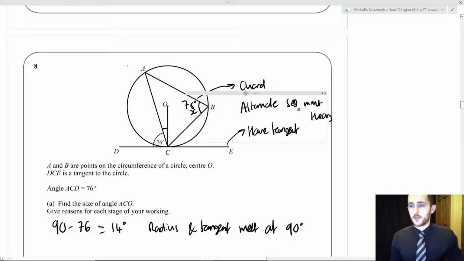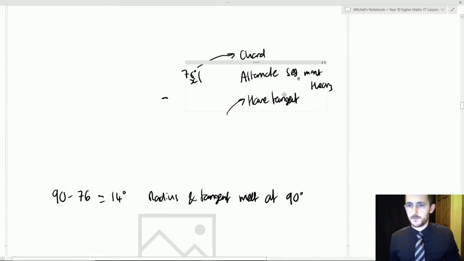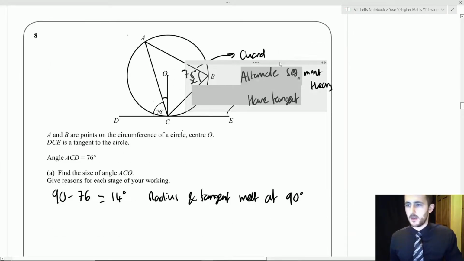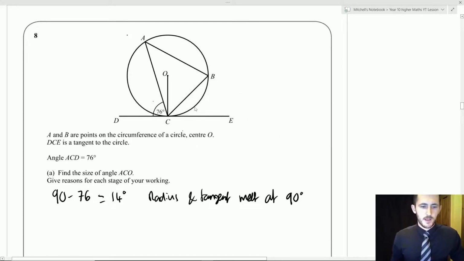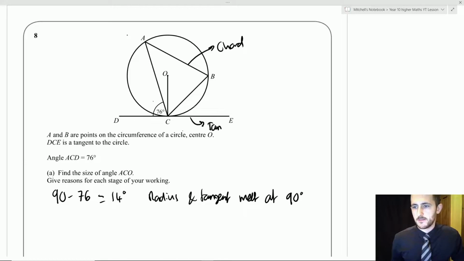Yeah, sure. So the way I see it, unfortunately, this thing's going to get in the way. Oh, God. All right. I'm going to have to delete that for a second because it's getting in my way. So let's clear this out completely, right? This is a chord. And this is a tangent, right? If you ever have a chord and a tangent and you want the angles next to them, then you should immediately think alternate segment theorem.